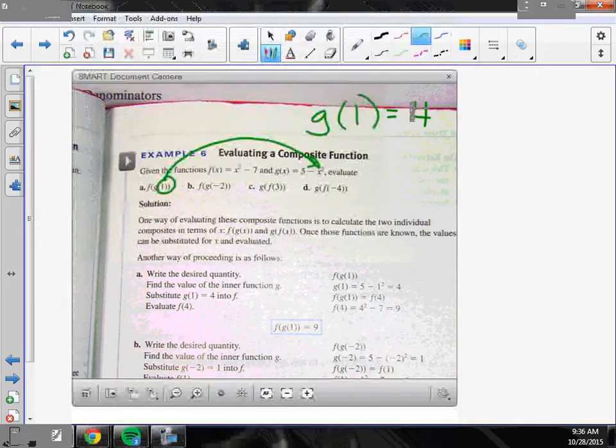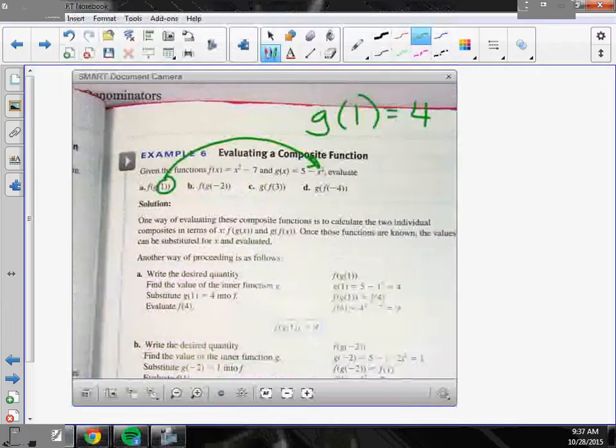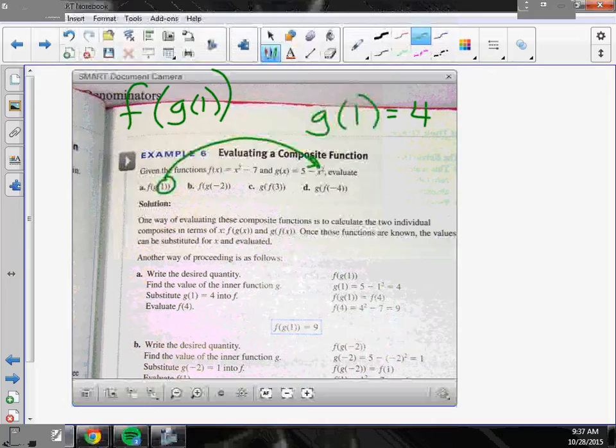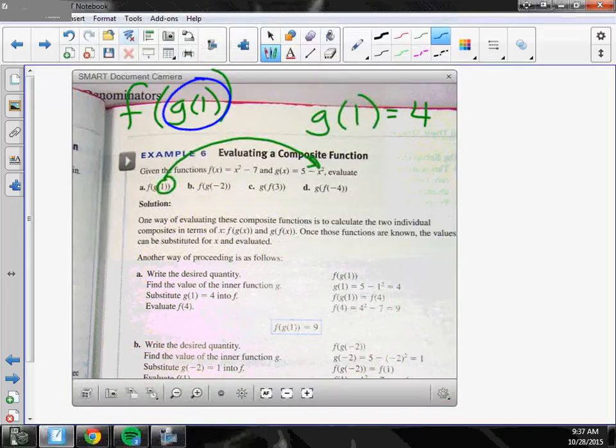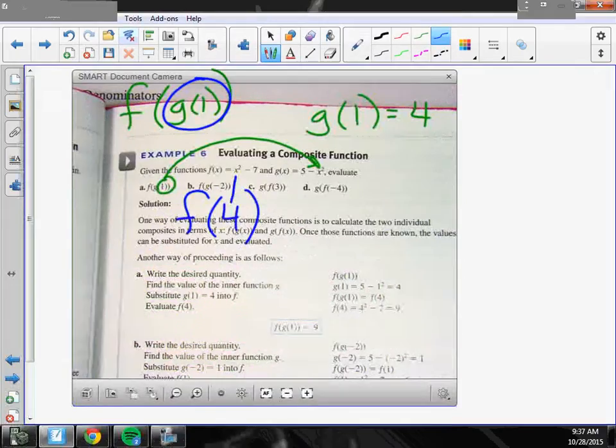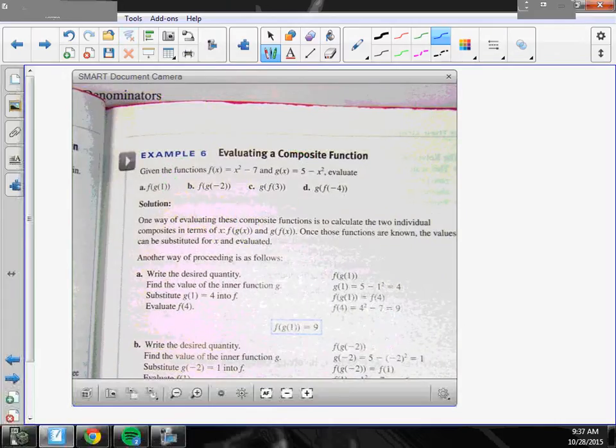Now what do I do with the 4? Well, if you look at the function f of g of 1, this piece right here equals 4, so let's just find f of 4. So I take 4 and I stick it in there. 4 squared is 16 minus 7 gives me the same answer. Okay?